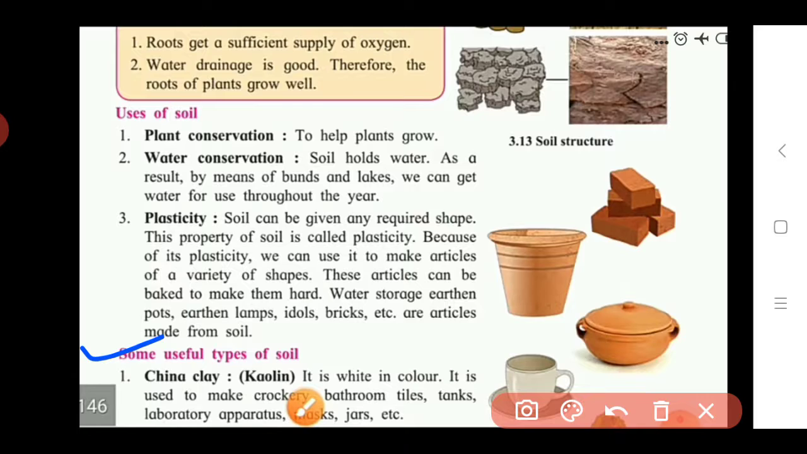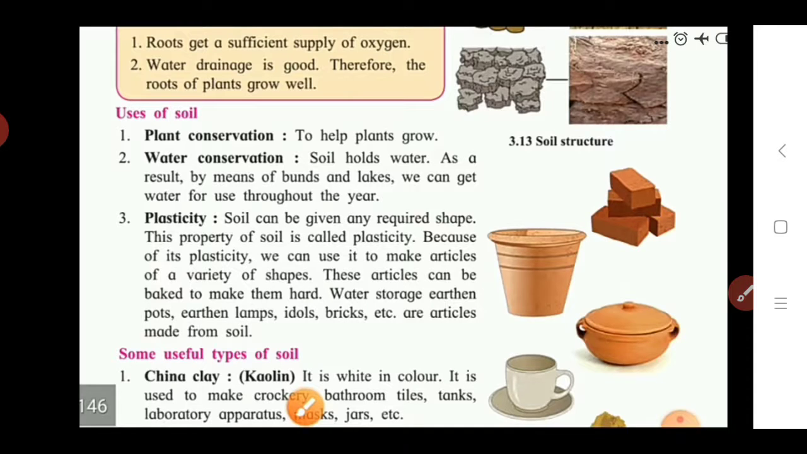First type is china clay, that is we can say this soil is kaolinite. Okay. Another word for china clay is kaolin. So it is white in color. What are the properties of this soil? It is white in color and it is used to make crockeries, bathroom tiles, tanks, laboratory apparatus, masks, jars, etc. So this is the first one, that is the china clay, and it is white. What is the property? It is white in color.